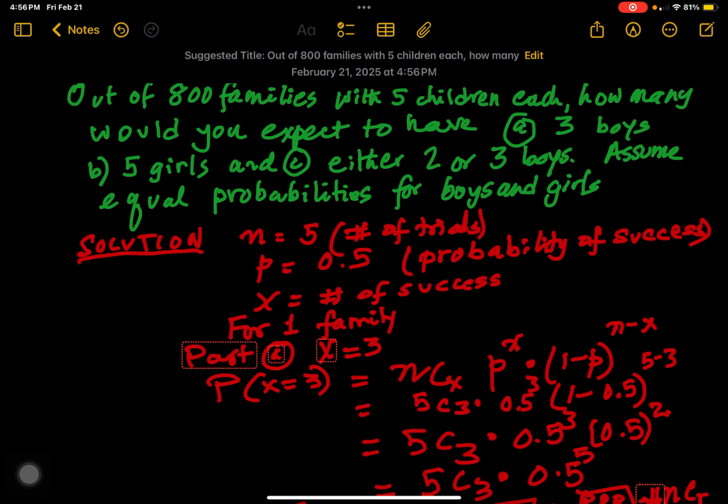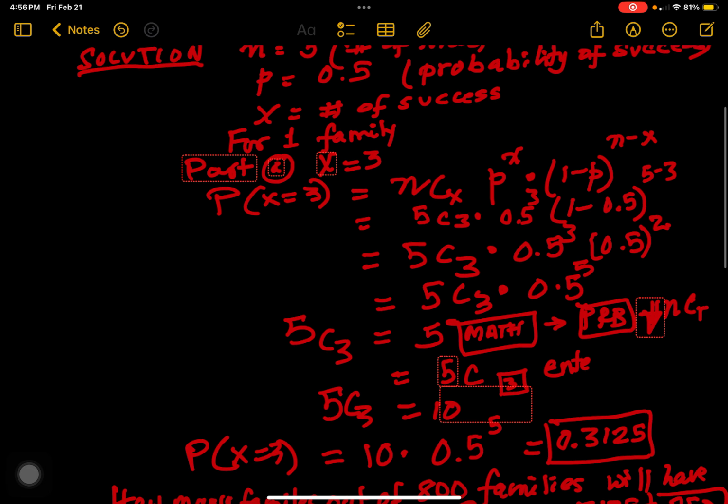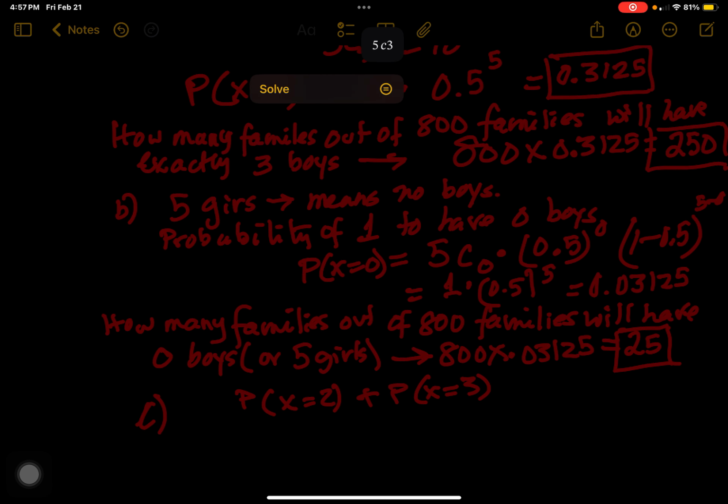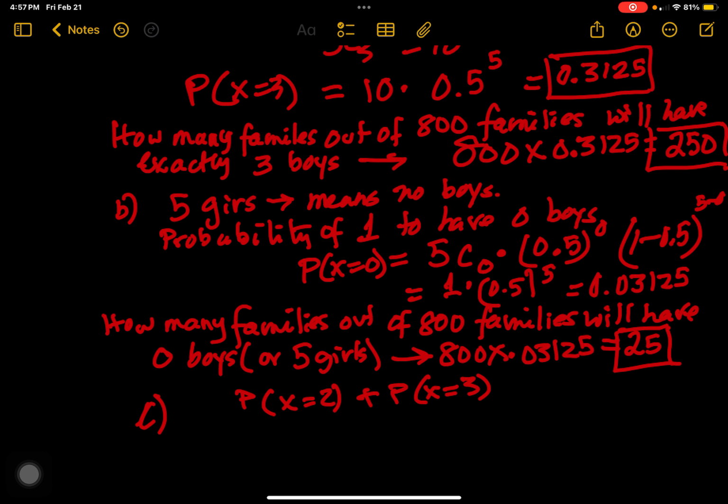And then the next one was either 2 or 3 boys. So either 2 or 3 boys. That means, for each family, probability of X equal to 2 plus probability of X equal to 3. So now I'm going to use the TI-84 calculator. Please do not quit. I'm giving you an important tip at the end of this program. So X equal to 2 plus X equal to 3.